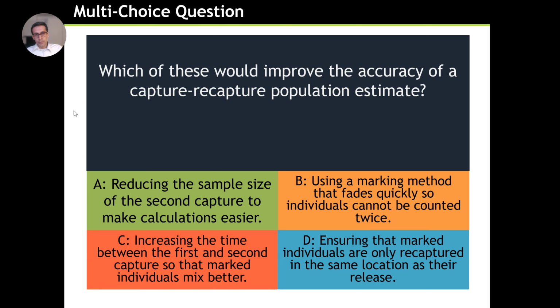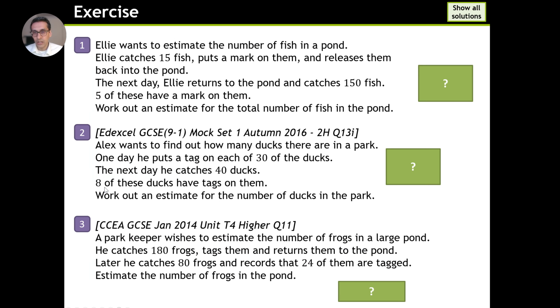Okay, so in order to improve the accuracy, reducing sample size is not a good idea because it will be less accurate. Using a marking method that fades quickly is not good because that will give you biased results or skew your results. C is going to be your answer here, increasing the time, because it gives time for the animals to mix back into the population.